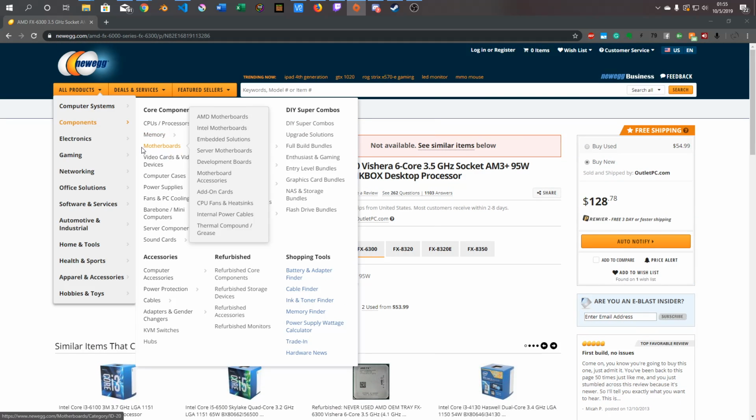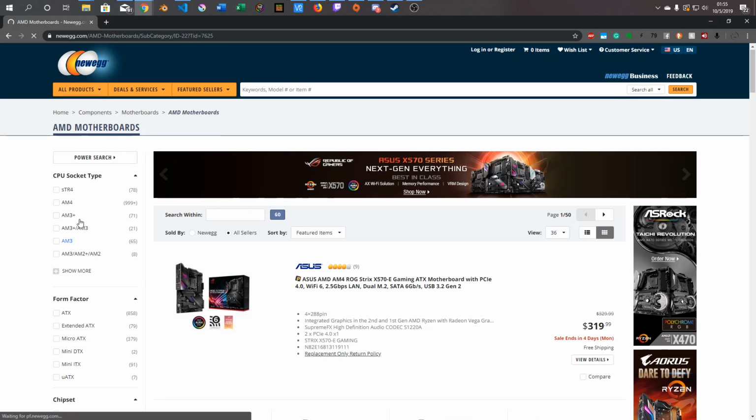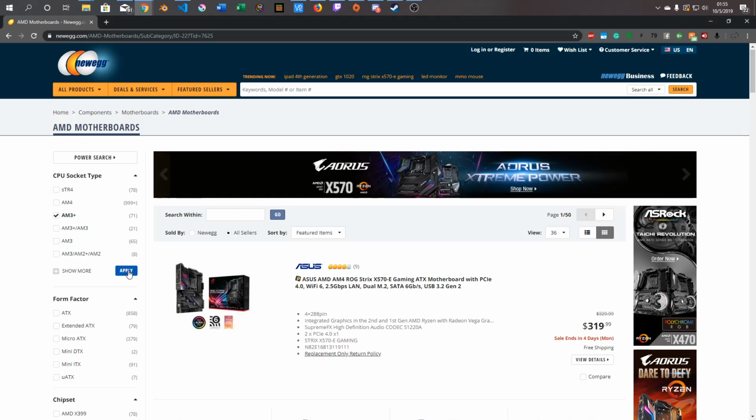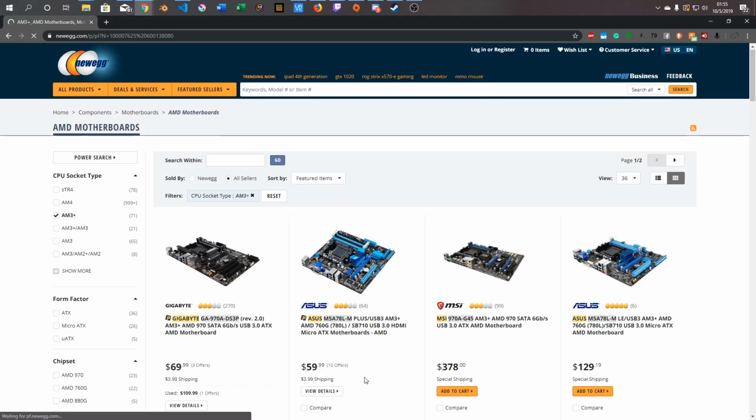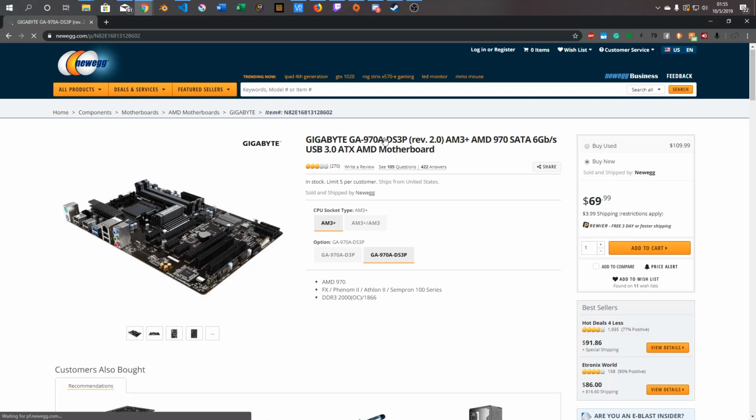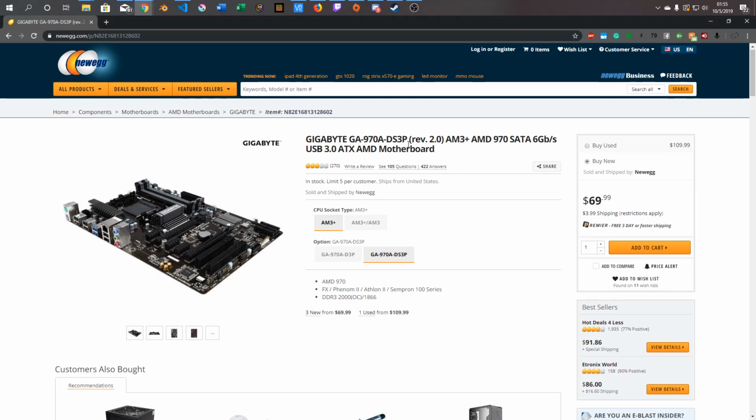Components, motherboards, specifically AMD motherboards. And we look over here and we get a CPU socket AM3 Plus. Apply. Alright, let's click on the first one here. Okay, so what does all that mean? Well, that is literally just the name. That confusing pile of letters right there is the name, and that's the brand.